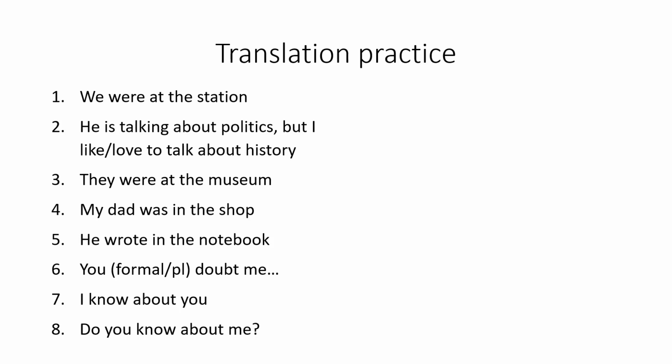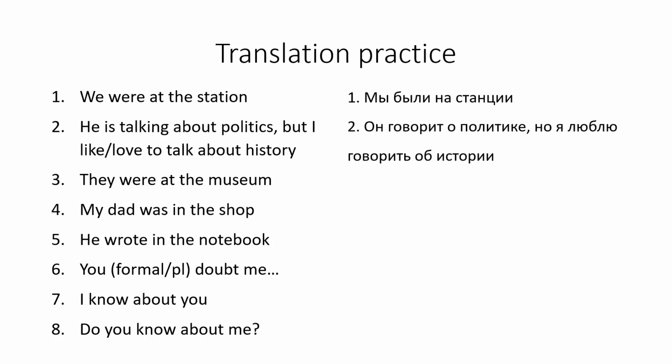So we have, we were at the station. Мы были на станции. Now we've got quite a long one. He is talking about politics, but I like or love to talk about history. So remember, I like or love is любить, the verb любить, which would be я люблю, followed by говорить. Я люблю говорить. So the whole sentence will be он говорит о политике, но я люблю говорить об истории.